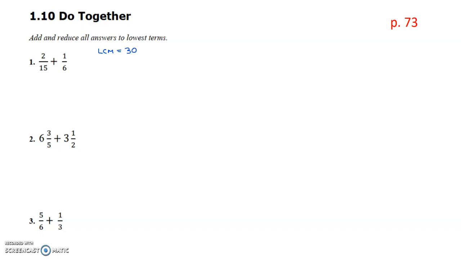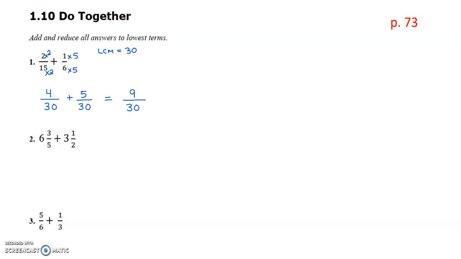So I ask myself, how am I going to get to 30? I'm going to multiply by 2, and I'm going to multiply by 5. And what I do in my denominator, I'm going to do in my numerator for each of the fractions. So I'm going to rewrite my fractions, raised terms. 2 times 2 is 4 over 30, plus 1 times 5 is 5 over 30. And now I'm ready to add my fractions. Denominator stays the same. 4 plus 5 is 9.